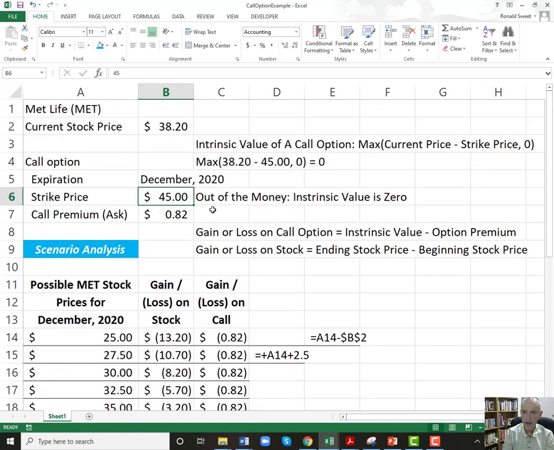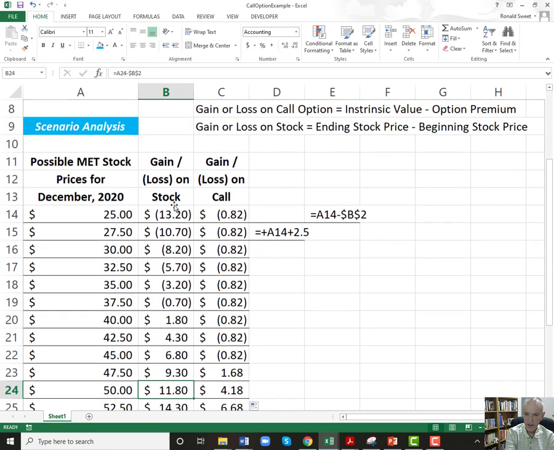Well, at $45, you start making money. So what happens at $45.10? Well, at $45.10, you'll make 10 cents in intrinsic value, but you paid 82 cents for that. So you'll make 10 cents trading the option, but you lost 82 buying the option, so you would have lost 72 cents. So what's break even? I'm going to say break even is $45.82, but let's see if that actually works.